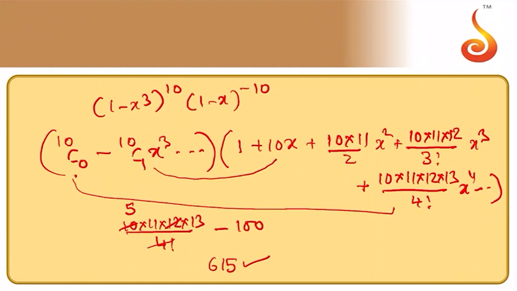This was a previous JEE Mains problem. 4 3s are 12, this 12 will be cancelled and this will become 5. You get 715 minus 100 will give you 615.